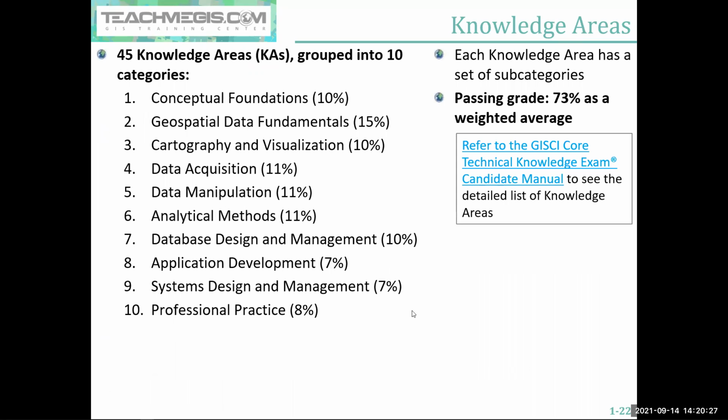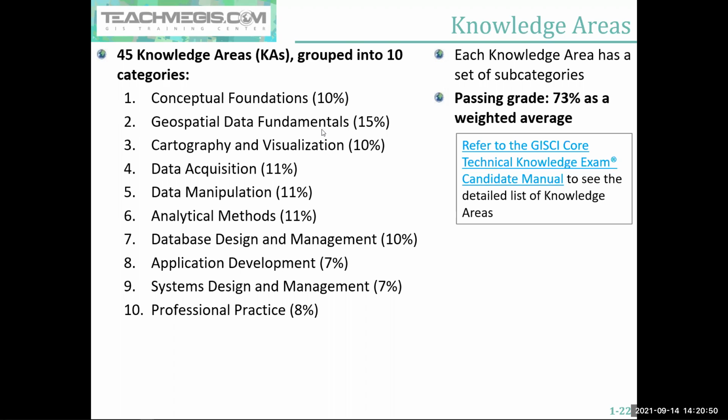So you have 45 different knowledge areas on the exam, grouped into those 10 categories I told you about. Those 10 categories are listed here on page 1-22 in your book. I'm not going to read through all of them, but I wanted you to notice that the categories are not weighted the same.